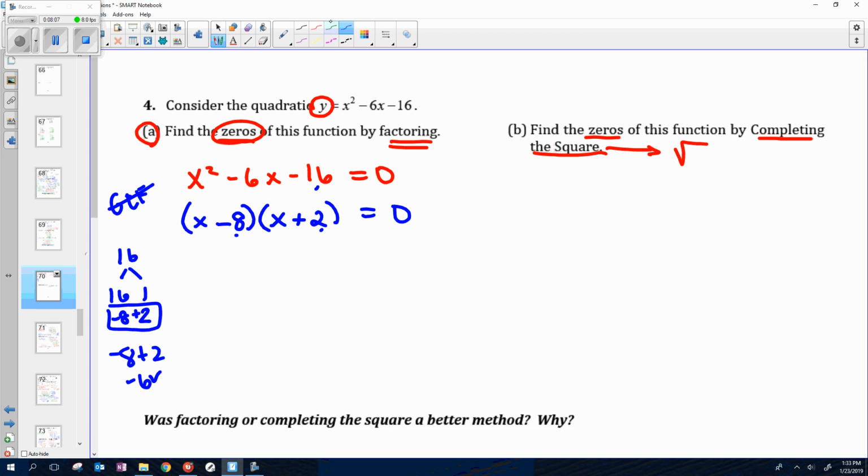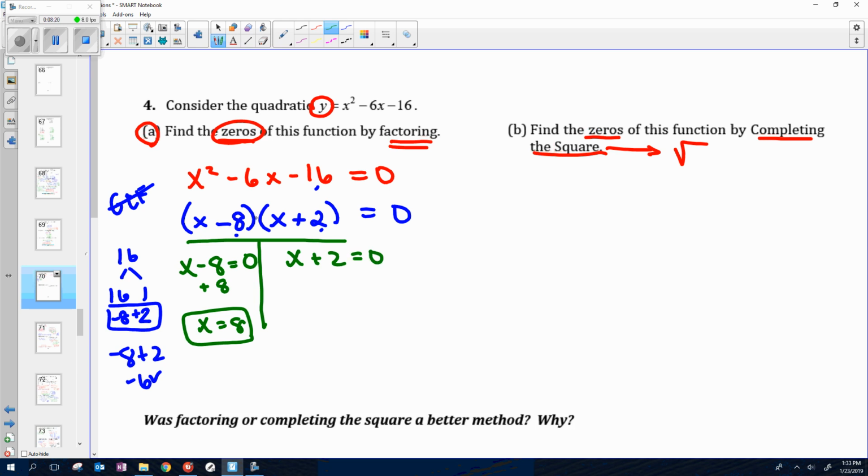-6x. Now that I have my factors, hopefully you're getting good at factoring, I'm going to set each of them equal to 0. Add the 8 over to the other side, x equals 8. I'm going to set x plus 2 equal to 0. This product must equal 0, so each of these pieces we set equal to 0, and we solve and get -2. So I have 2 answers, -2 and 8.